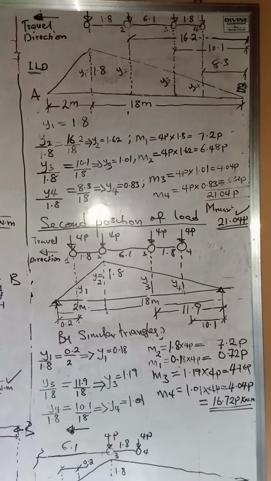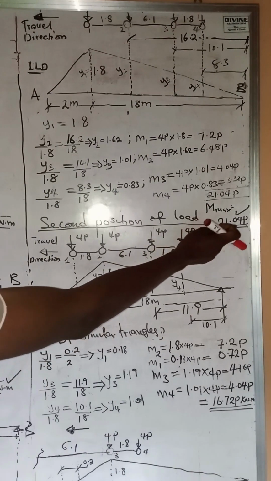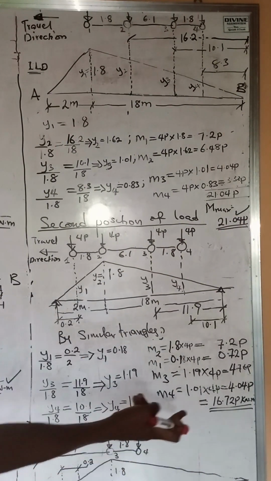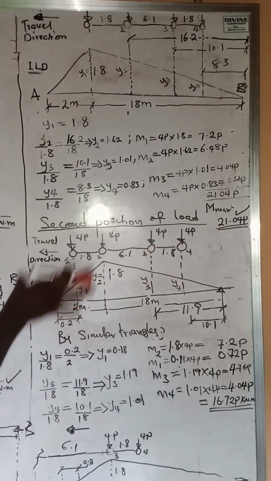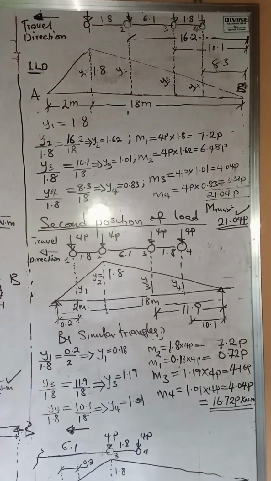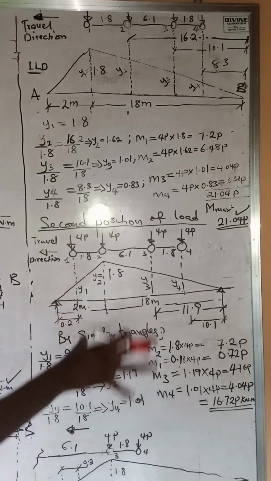So what we have done using the first load arrangement and the second load arrangement is more than sufficient to determine the position of maximum moment at that point. So we can now conclude that the moment at point 0.1 L, which is 0.2 meters away from support A, is 21.04P, knowing fully well that we have 16.72, which is lesser. This one gives us more moment. So it means that this load arrangement should be neglected. It cannot produce the maximum moment.